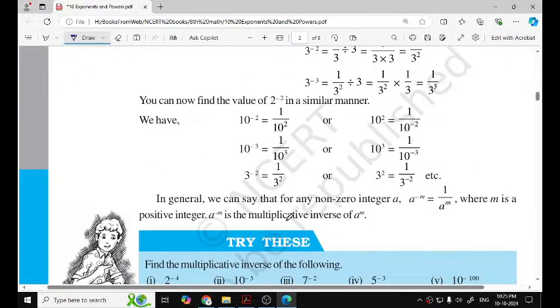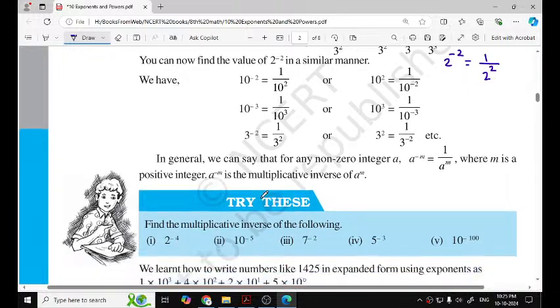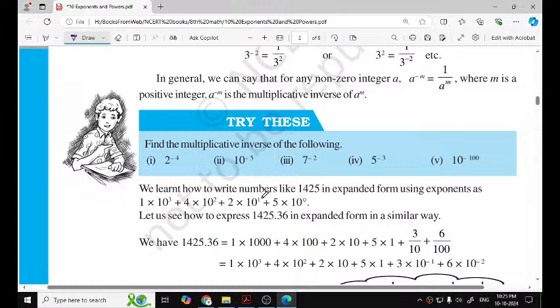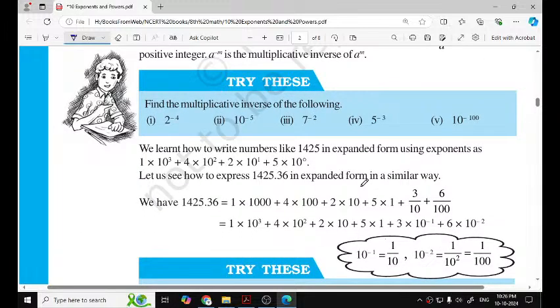You can now find the value of 2 raised to minus 2 in a similar manner. 2 raised to minus 2 is 1 upon 2 raised to 2. In general, we can say that for any non-zero integer a, a raised to the negative power minus m can be written as 1 upon a raised to positive m, where m is a positive integer. a raised to minus m is the multiplicative inverse of a raised to m. Find the multiplicative inverse of each of the following.